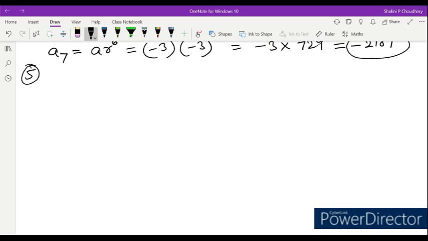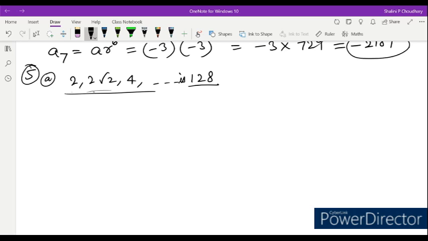Question number 5 has 3 parts, A, B and C. So what is the question? Which term of the following sequences is given? Okay, so in A it is given 2, 2 root 2, 4, and that is 128. So what you have to find out is which term of the following sequence is 128. Okay, so this sequence is in GP, and what we have to find out is which term is 128.